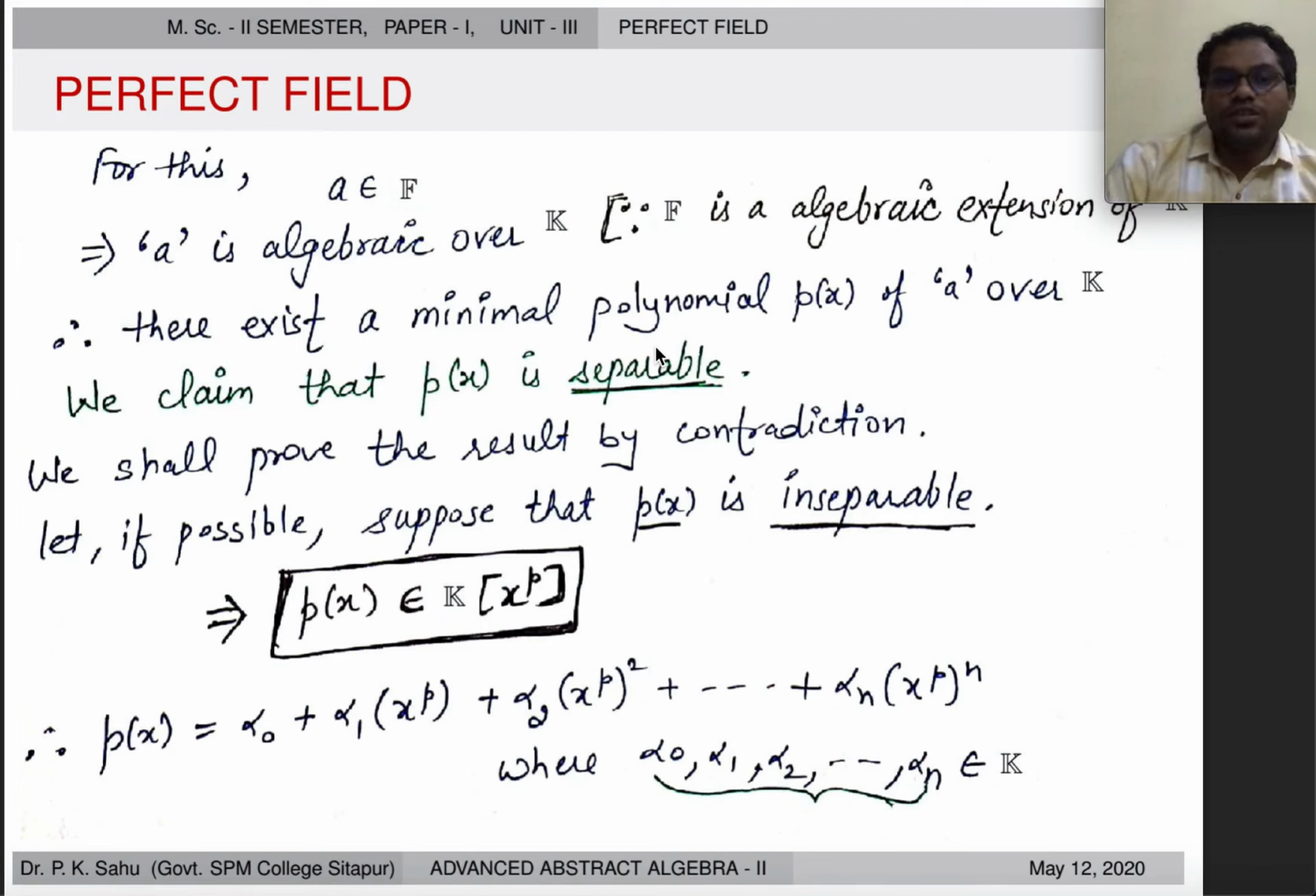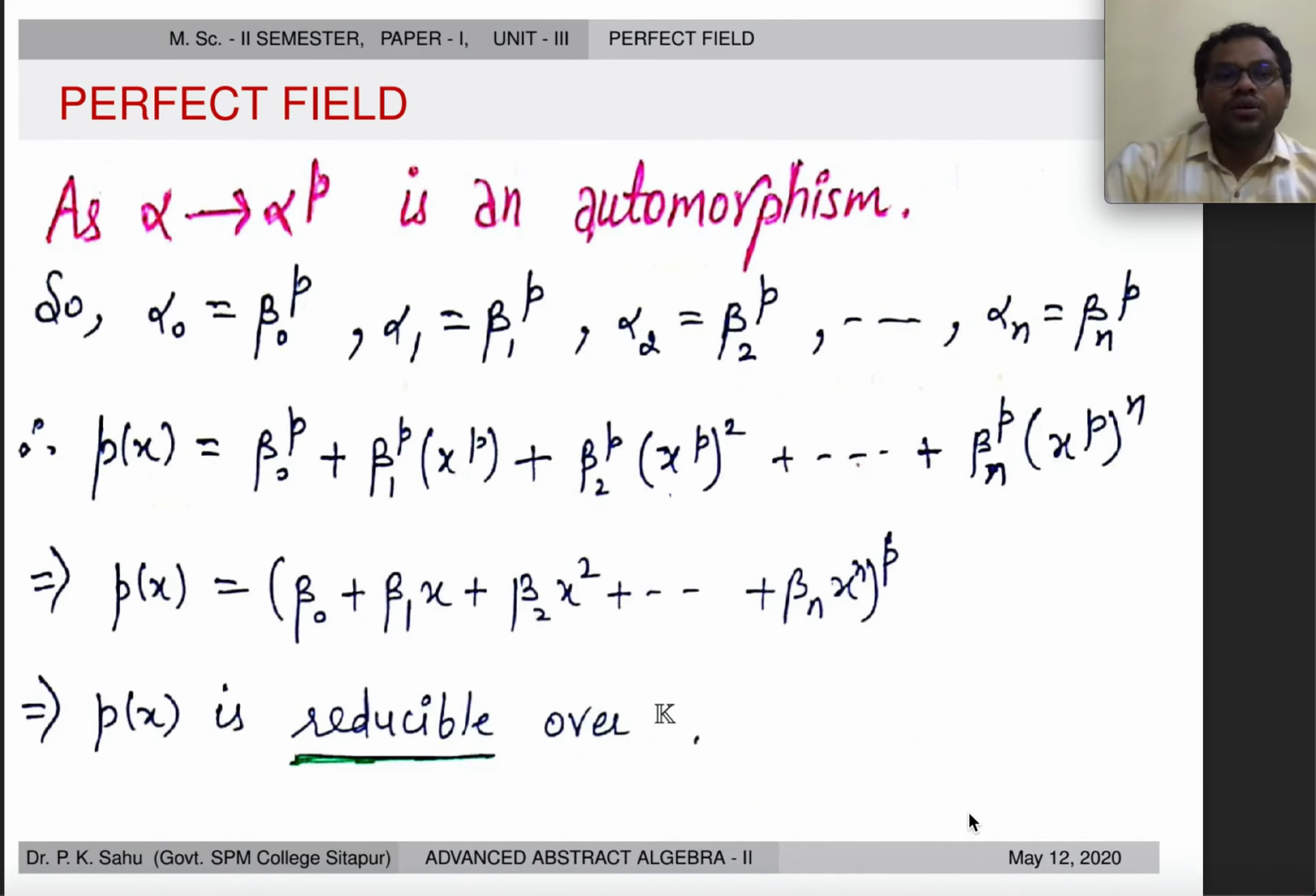This means p(x) is equal to alpha 0 plus alpha 1 x to the power p plus alpha 2 (x to the power p) squared, all the way up to alpha n (x to the power p) to the power n. Here alpha 0, alpha 1, alpha 2, all the way to alpha n lie in K. Now as we know, alpha to alpha to the power p is an automorphism. So alpha 0 will be beta 0 to the power p, alpha 1 will be beta 1 to the power p, alpha 2 will be beta 2 to the power p, all the way up to alpha n equal to beta n to the power p.